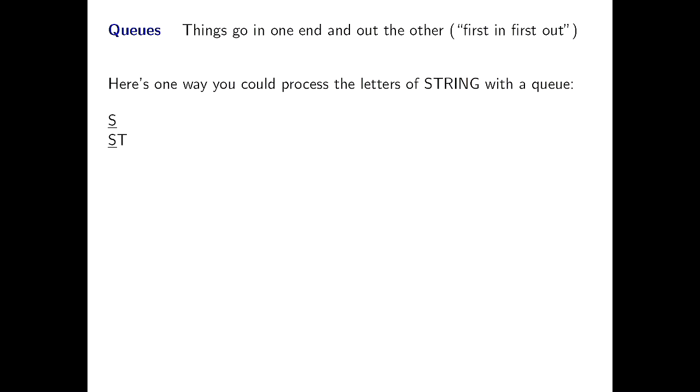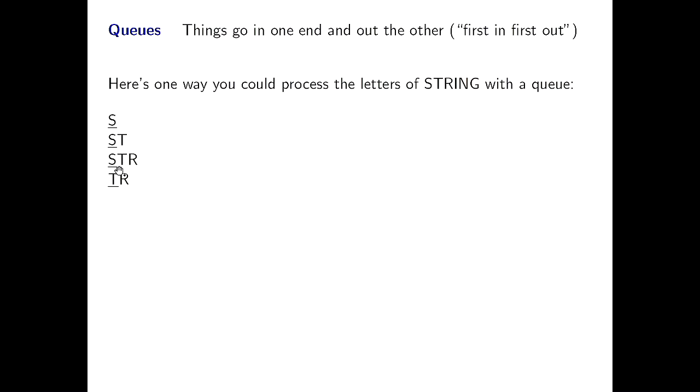And then maybe I'm going to take T into my queue as well. But it's queuing up behind S, right? I'm not going to do anything with it until I've dealt with S. It's just waiting. And maybe I'll take R into my queue. So now T and R are waiting behind S.